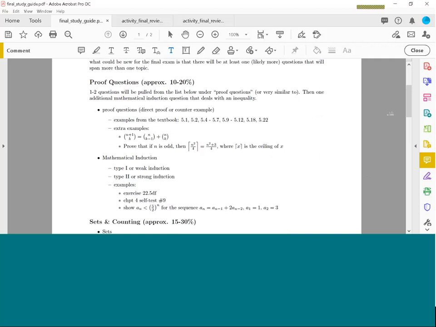We're looking at, you're realistically going to see 2, possibly 3 proof questions, and the possible third proof question would be a counterexample. So you'll get 1 question that'll be a mathematical induction question.